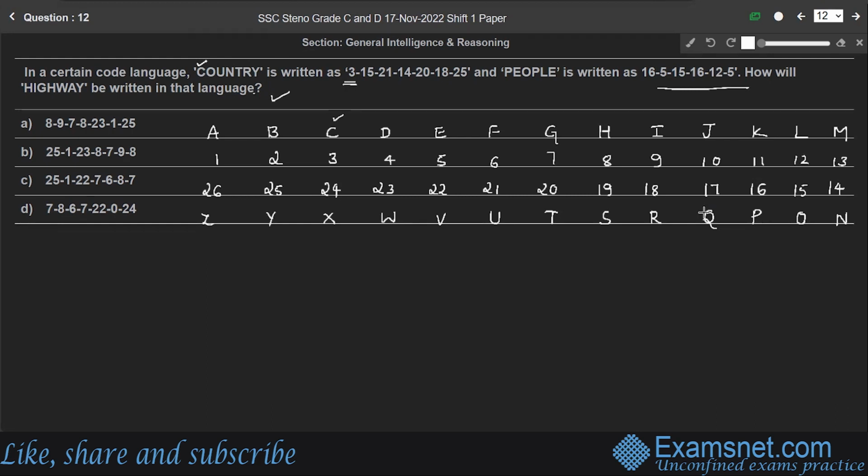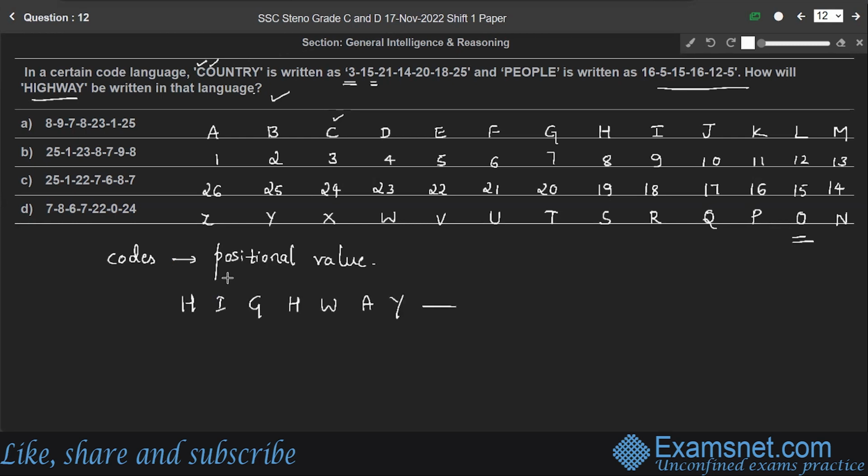Look at the codes here. In the word country, O is coded as 15. The positional value of O is 15. Therefore, these codes are nothing but the positional values of each letter. Therefore, let us go for the word highway.